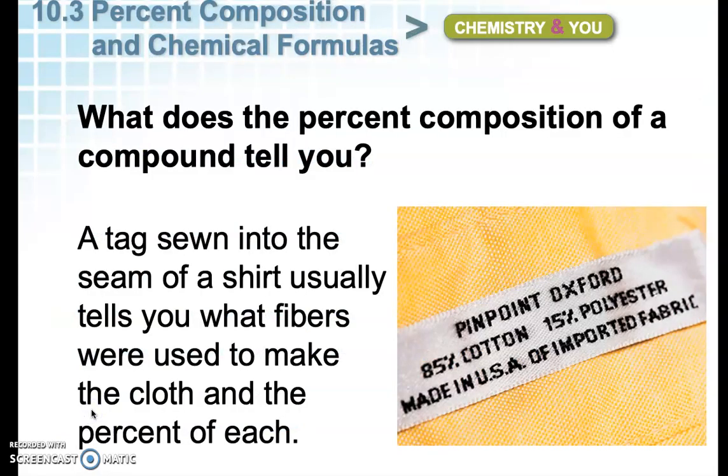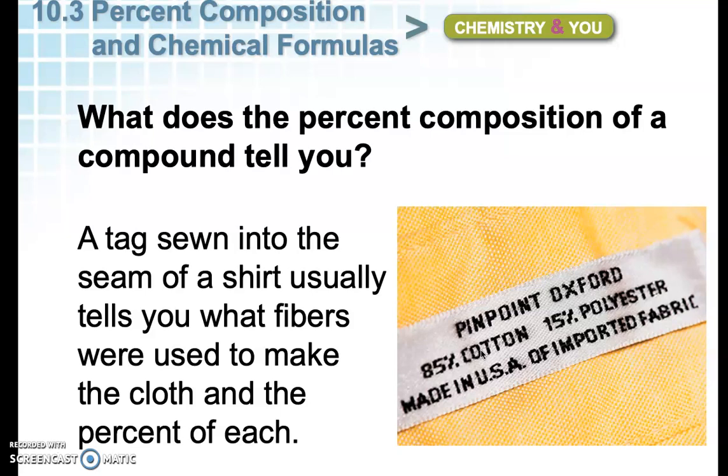So now, what does the percent composition of a compound tell you? Well, inside shirts or pants or clothes, there are little tags that tell you what the product is made of. In this case, you have 85% cotton, 15% polyester. Now, there are shirts that are 100% cotton, 95% cotton with 5% polyester. Polyester is essentially like a plastic that's mixed with the cotton to give it some strength, flexibility, and to prolong the shirt's life.